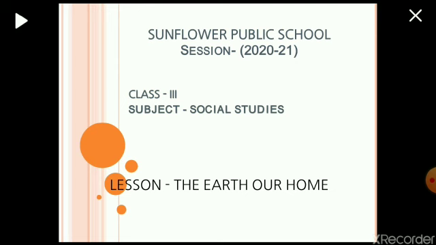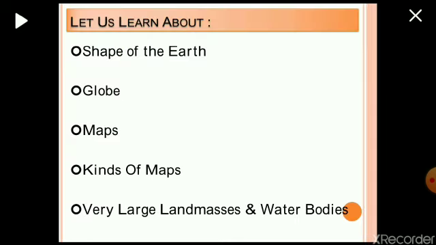In our first chapter, we discussed the planets, and we all know that the Earth is the only planet to have life on it. Today, we will discuss the following topics: the shape of the Earth, globe, maps, kinds of maps, and very large land masses and water bodies.